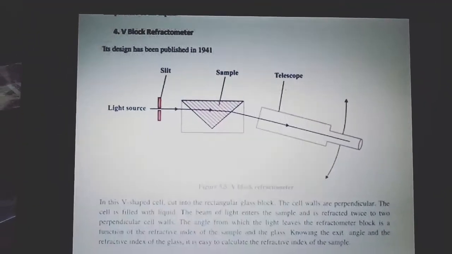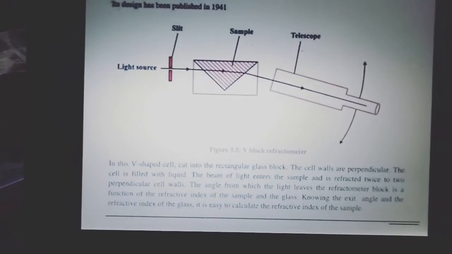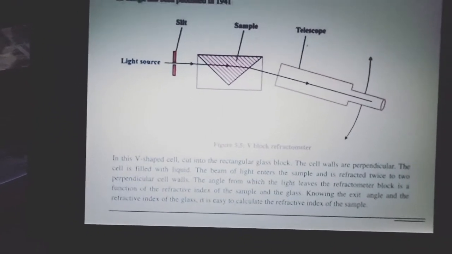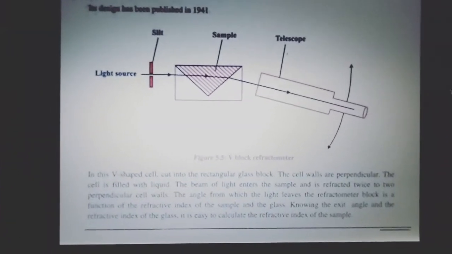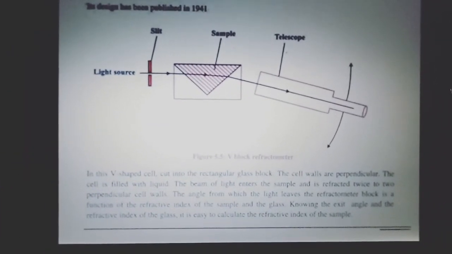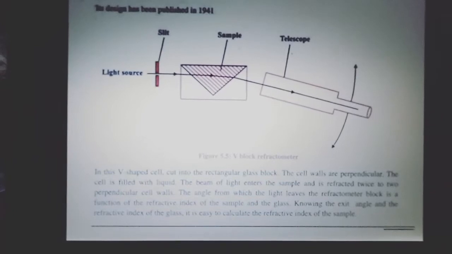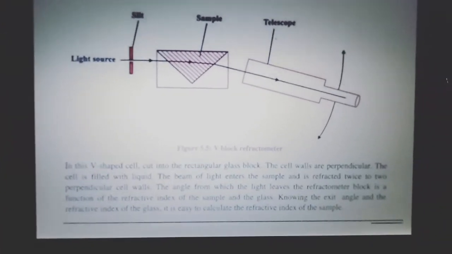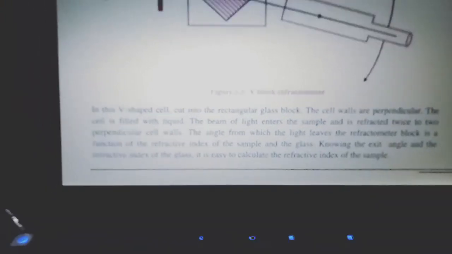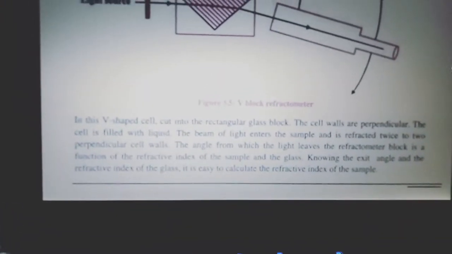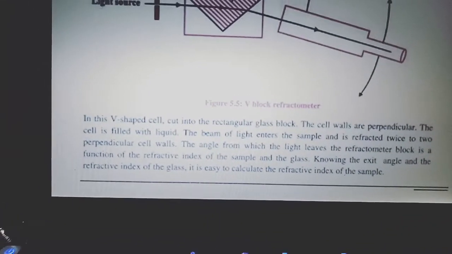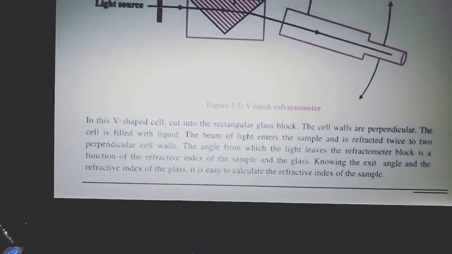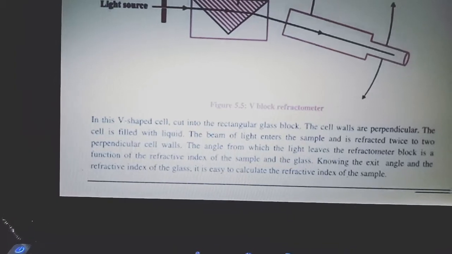Next is the V block refractometer. V block refractometer, it is designed, published in 1941. You can see the diagram, that is the V block refractometer. Here is the light source, then slit, then a sample, then after that the telescope to detect the refractive index. Okay, a V shape cell cut into a rectangular glass block. The cell walls are perpendicular. The cell is filled with the liquid.